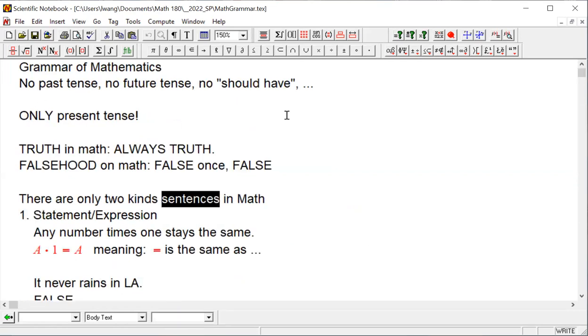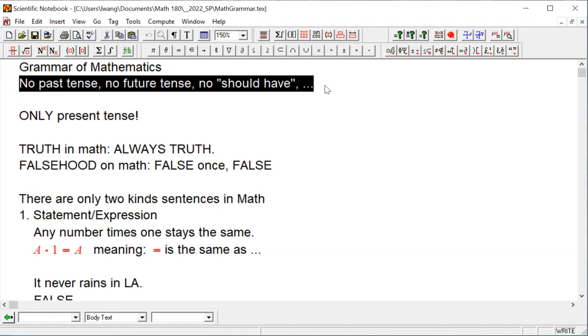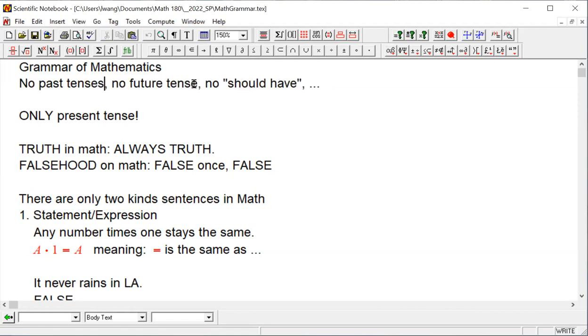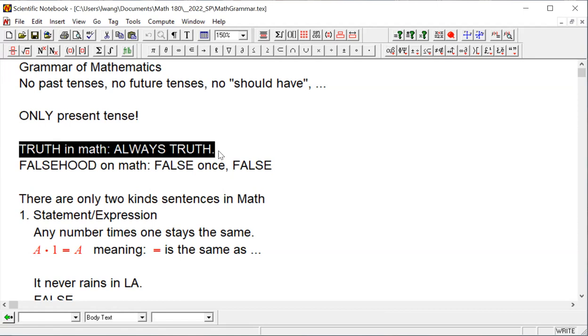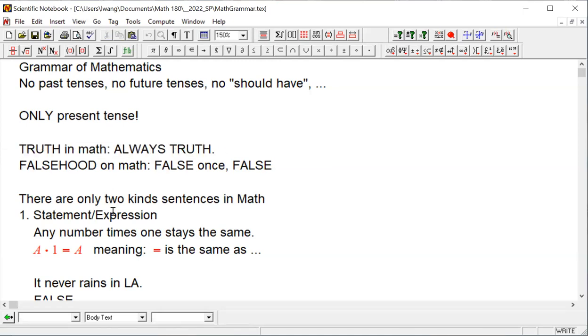And of course, we have lots of vocabulary, so that's what we're going to build throughout the semester, or review. But in terms of the grammar of mathematics, let's summarize: no past tenses, no future tenses. Only present tense. And we're talking about truths. Any mathematical truth we get today is true forever. So the criterion for mathematical truth is that it has to be always true. False ones are false.